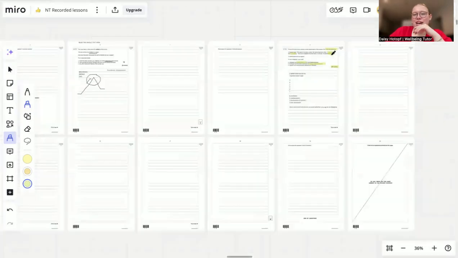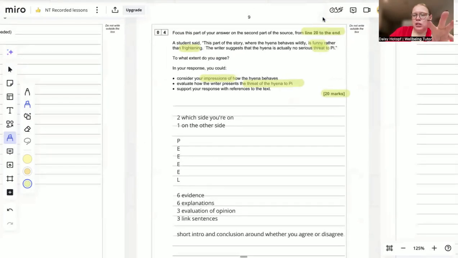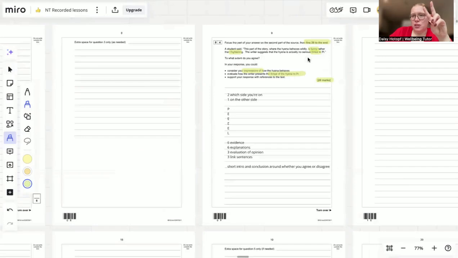Yeah. So that is my advice on this one. You want to reread line 20 to the end. You want to pick out the keywords from this question. And then you want to think, do I agree? Do I disagree? And then structure 3 PEEL paragraphs around that with 2 pieces of evidence. You need to do 2 pieces of evidence.